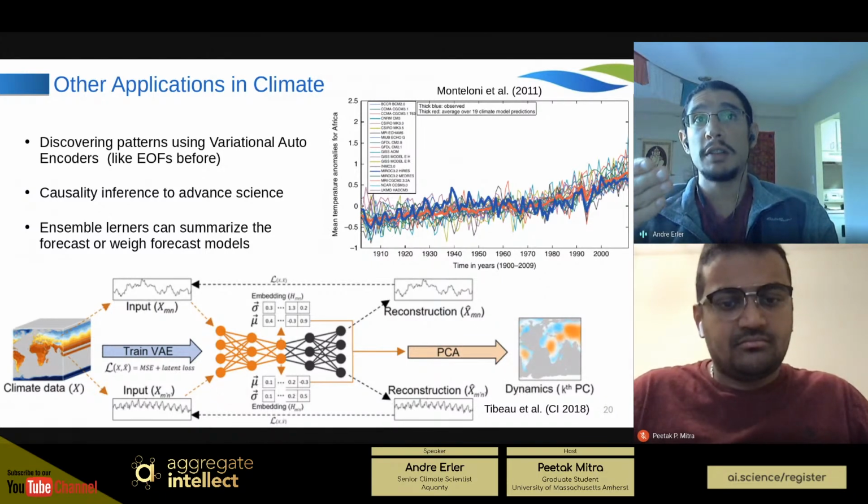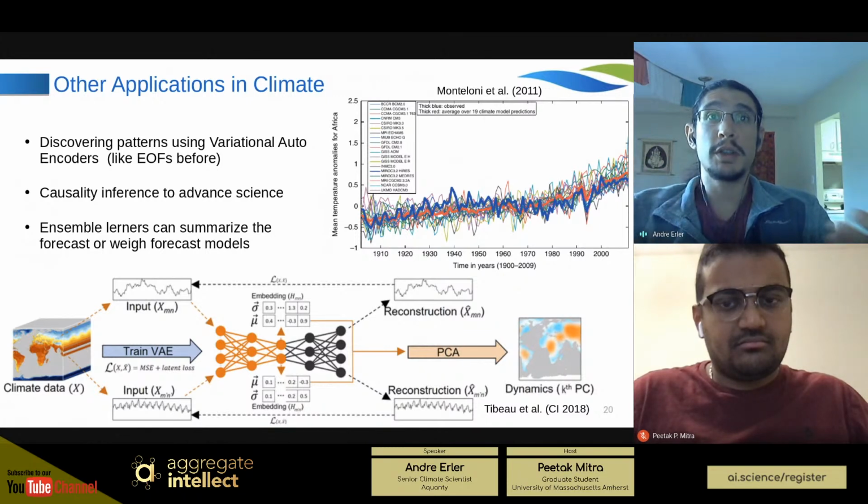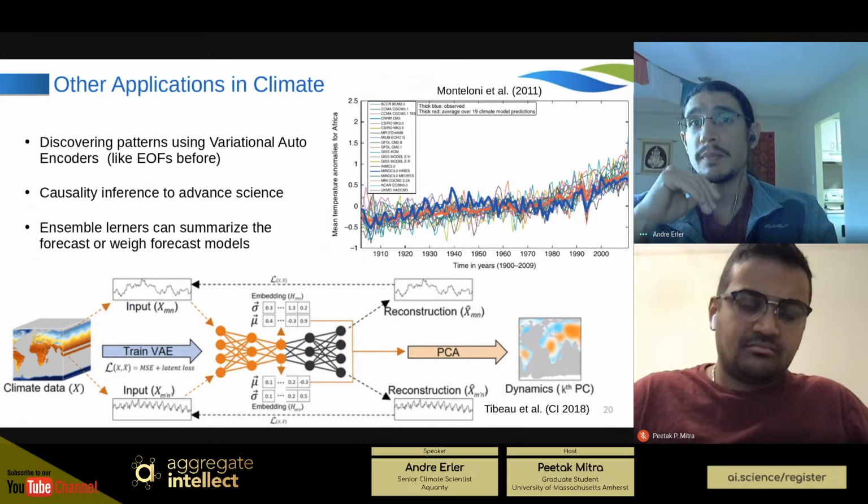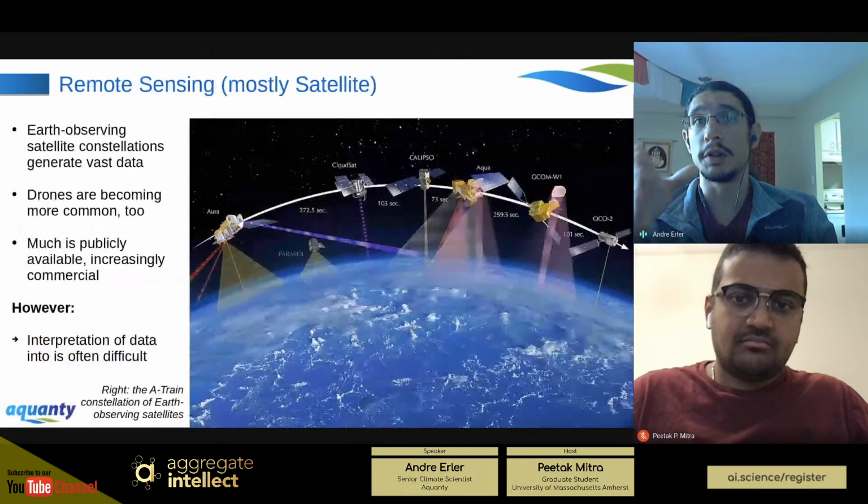There's also causality inference. I won't talk about that, but it's very interesting for science. There are also ways to summarize ensembles and to weigh forecasts. This has been done with the large ensemble of climate projections that's available through the IPCC, for example. That's the graph on the right-hand side. There's a lot of interesting work in that regard.